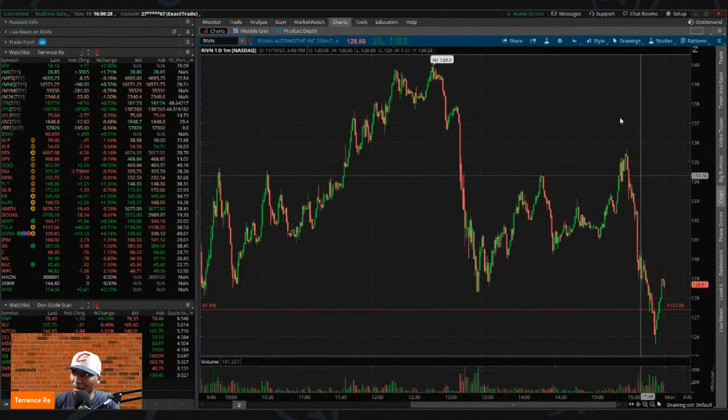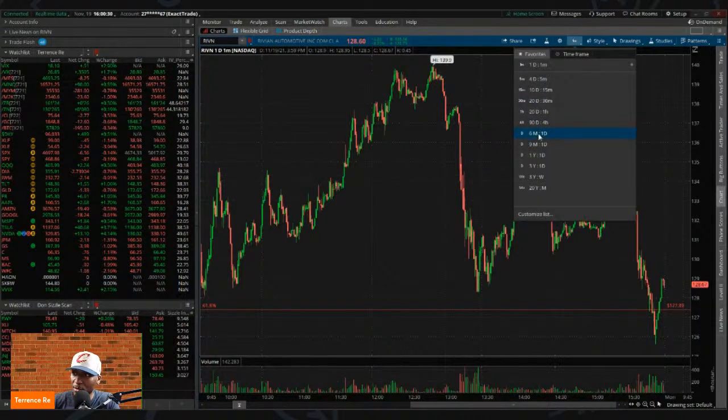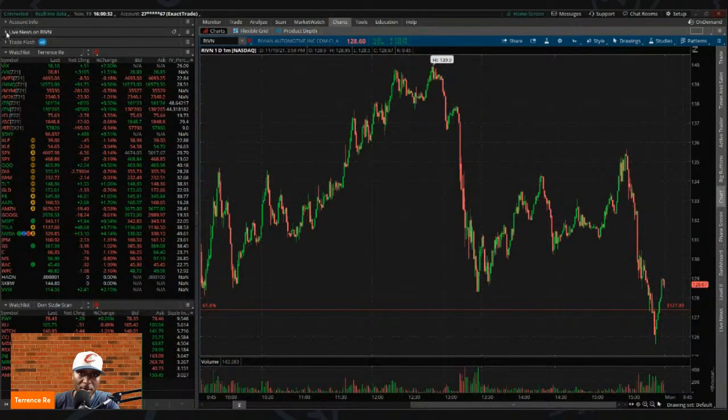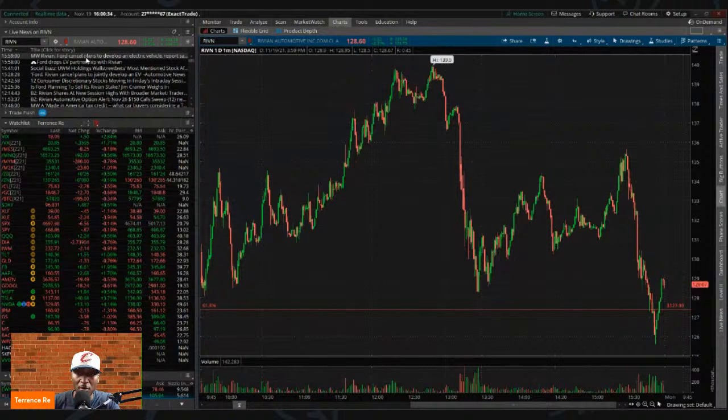That sell-off happened because of Ford. Let's see if I can pull up the news on it. Ford canceled plans to develop an electric vehicle, report says. Rivian Automotive and Ford Motor Company are halting plans to develop an electric vehicle, Automotive News said Friday, citing Ford's chief executive Jim Farley.